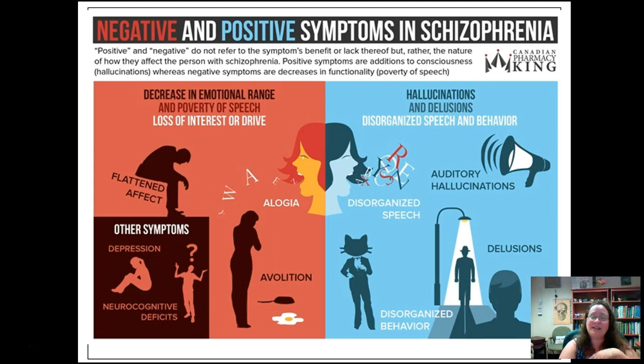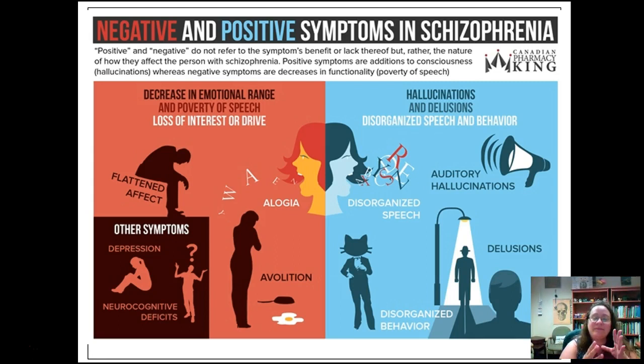This graph will show some of the negative and positive symptoms in schizophrenia. So negative and positive do not mean good and bad. What they mean is that negative are things that you don't have as strongly as someone who is not experiencing schizophrenia, and positive are things that you have that most psychologically healthy people do not have. So negative, you're missing things that a psychologically healthy person would have. Positive, you've got things above and beyond what a normal person would have.